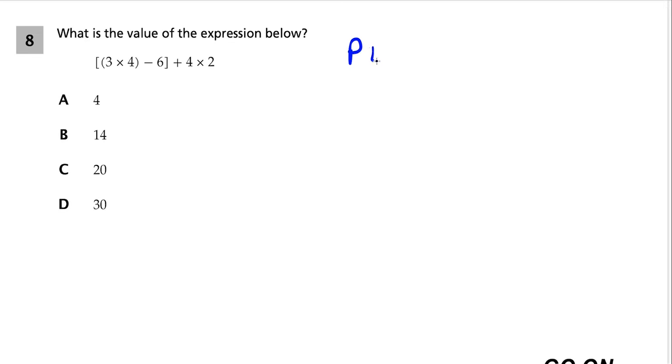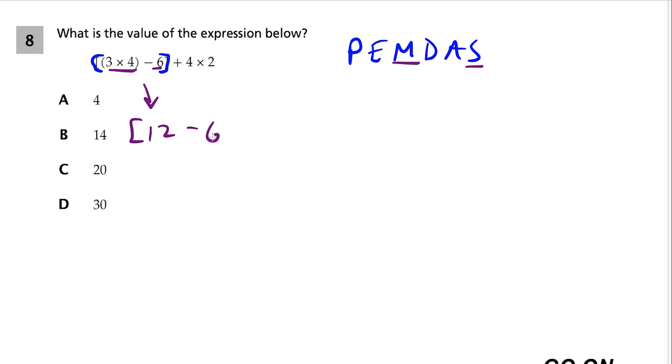Question 8 is order of operations, and it's very helpful to know this phrase, PEMDAS. Some people remember it as please excuse my dear Aunt Sally, and what this tells us is the order to carry out our operations. And first is parentheses. So I'm focusing in on this parentheses here, and notice within the parentheses we have multiplication and subtraction. Multiplication comes before subtraction. So what we're going to do first is we're going to do 3 times 4, which is 12, and then subtract the 6, plus 4 times 2, but we're still stuck with these parentheses here, so we're going to simplify the parentheses first.